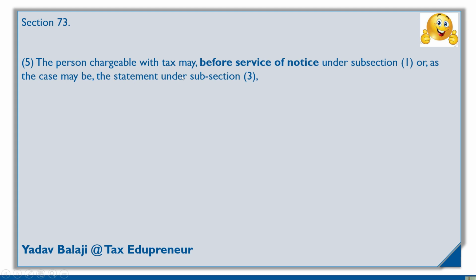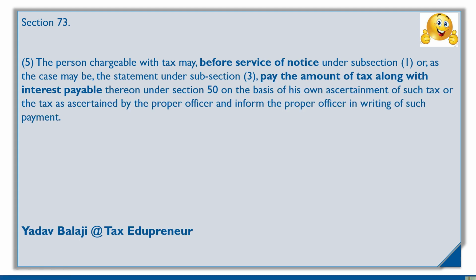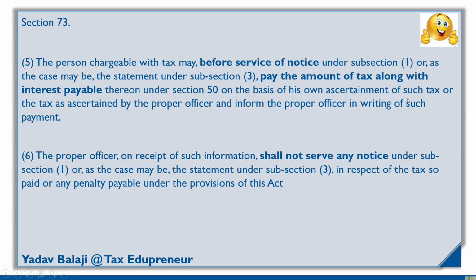Now subsection 5 talks about the person chargeable with the tax before service of notice under subsection 1. So subsection 5 talks about that before they serve the notice. Means under subsection 3, if before any notice is issued you pay the tax along with the interest payable as per section 50, on the basis of your own ascertainment of such tax or the tax ascertained by the proper officer, and inform the proper officer in writing. Means before the proper officer issues the notice, if you voluntarily go and make the payment of tax and interest under the DRC03 form, then you need to inform the proper officer. Then the proper officer will not send you the notice. So once you inform the proper officer, on receipt of such information, he will not send you the notice as per subsection 1 and subsection 3.